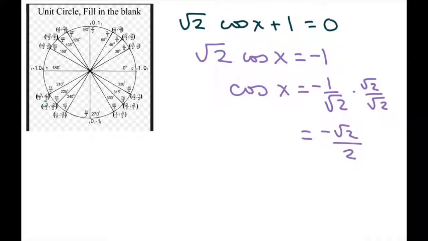So here's your x right here and right there. So that would be 3 pi over 4 and 5 pi divided by 4.